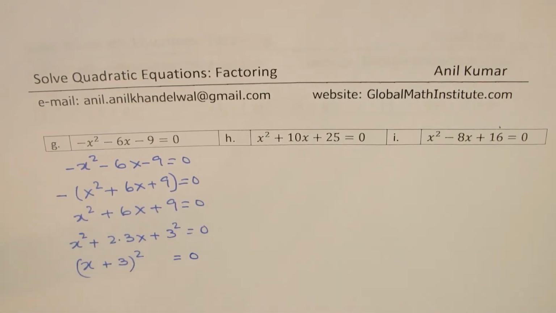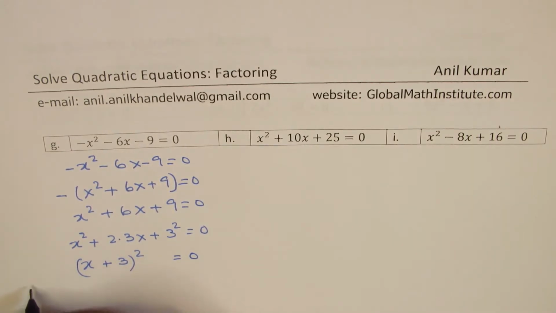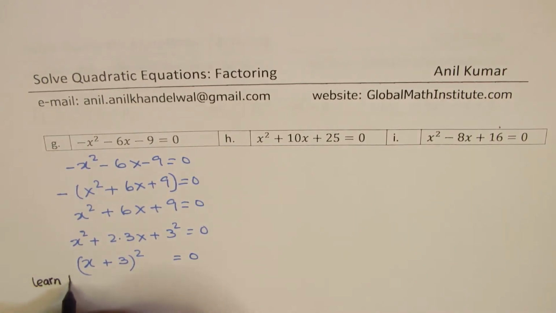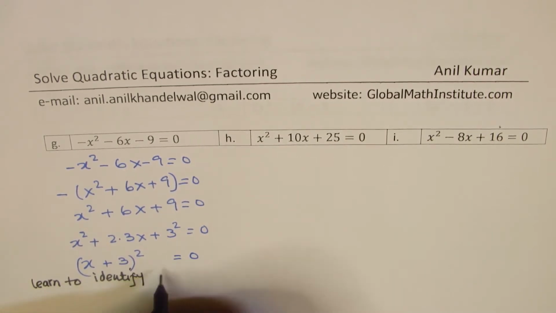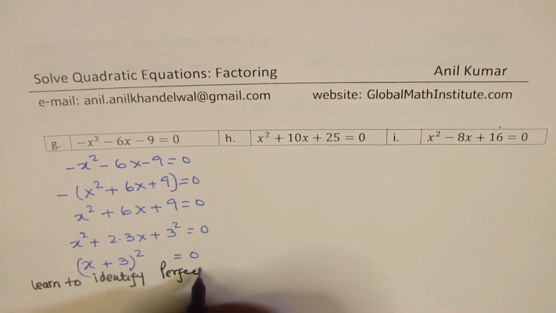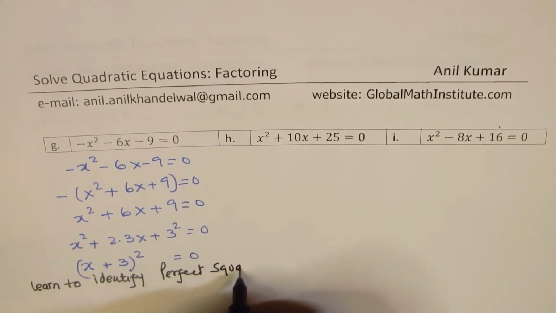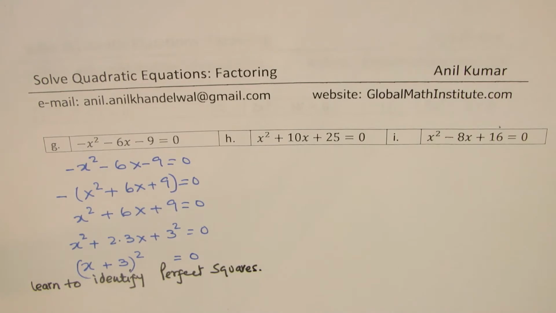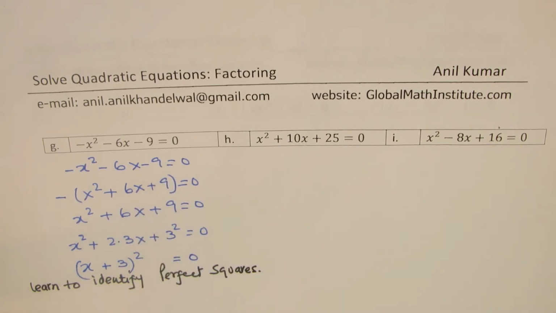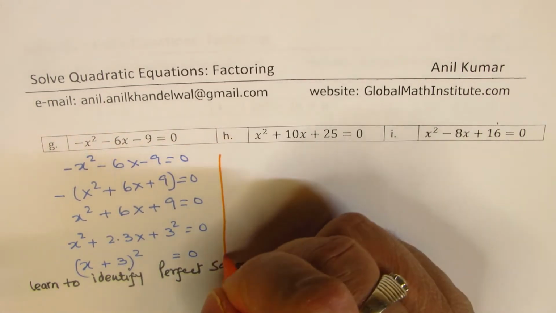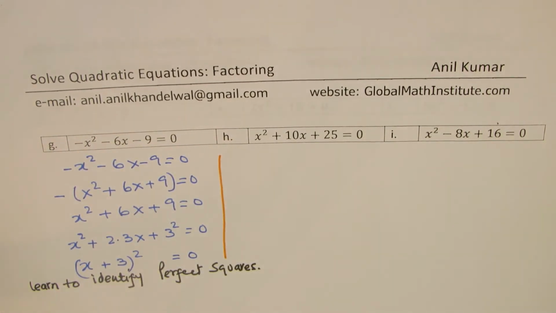It is kind of important to identify perfect squares, right? So learn to identify perfect squares. That is also a skill, right? You could have done otherwise also. 3 and 3, those are the two numbers which when multiplied give you 9, and when you add them give you 6. So as such also you expect a perfect square, correct?